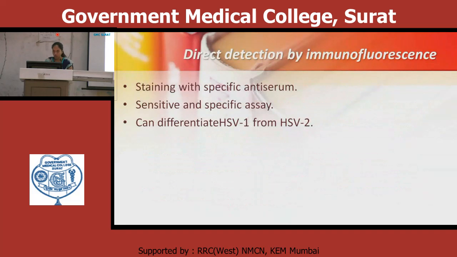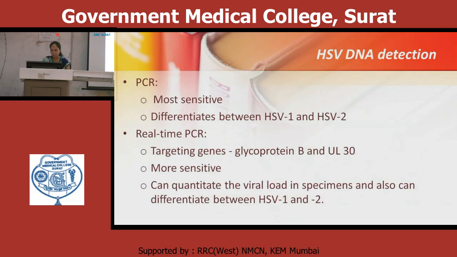Shell vial technique can be followed to decrease the detection time to less than 24 hours. Detection by immunofluorescence, staining with specific antiserum, is a sensitive and specific assay that can differentiate HSV1 from 2. DNA detection by PCR is the most sensitive and differentiates HSV1 and 2. Real-time PCR targeting genes glycoprotein B and UL30 is more sensitive, can quantitate the viral load in the specimen, and can also differentiate HSV1 and 2.